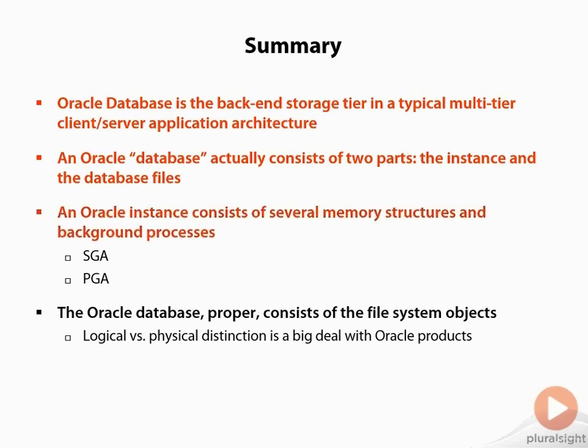We also know that the instance proper consists of several memory caches and background processes. We're going to do background processes in the next module. The two memory structures are the System Global Area, or SGA. That's the main collection of shared data caches. And then each background process and each user session is going to attach to its own private PGA.